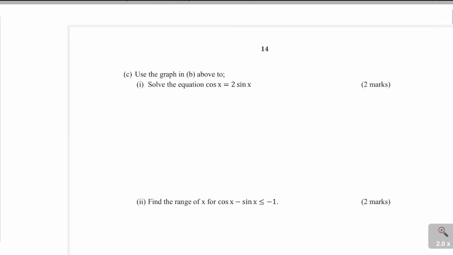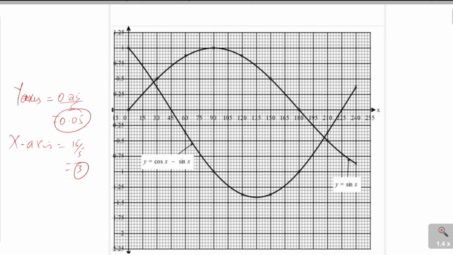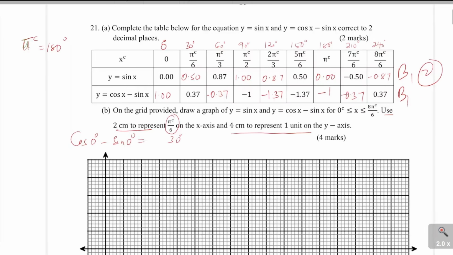You'll get 4 marks. There will be a mark for scale. Then there will be plotting and smooth curve. You can see this one has 4 marks.